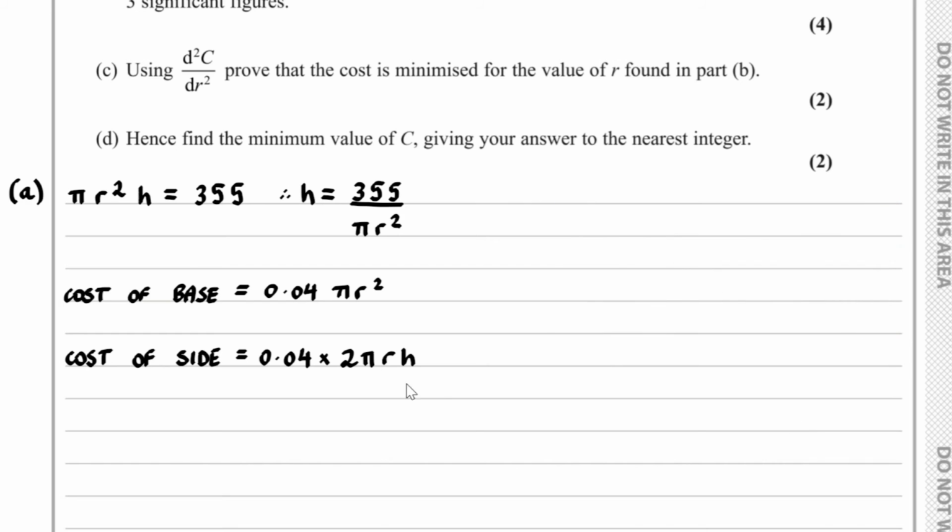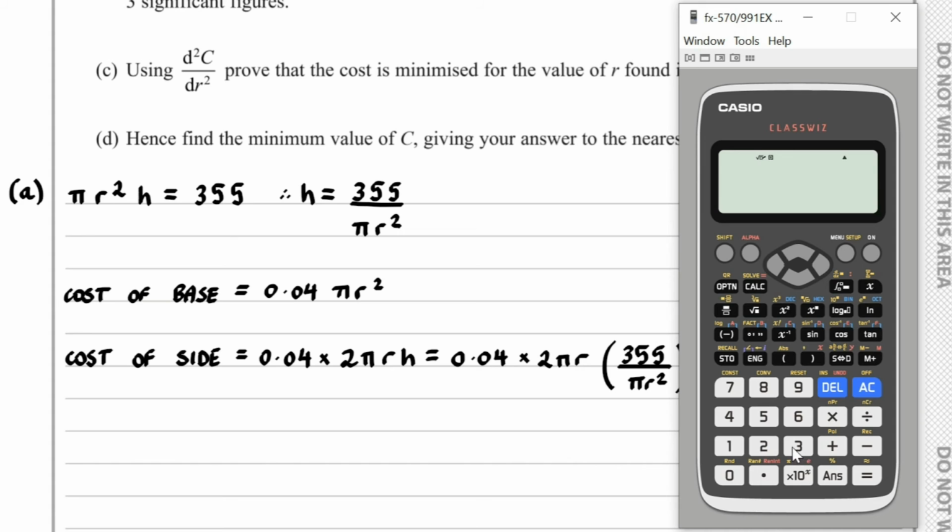And because I know that h is equal to 355 over pi r squared, what we end up with then is 0.04 multiplied by 2 pi r multiplied by h, which is 355 over pi r squared. So let's work this out. I've got 0.04 times 2 times 355. That gives the 28.4.